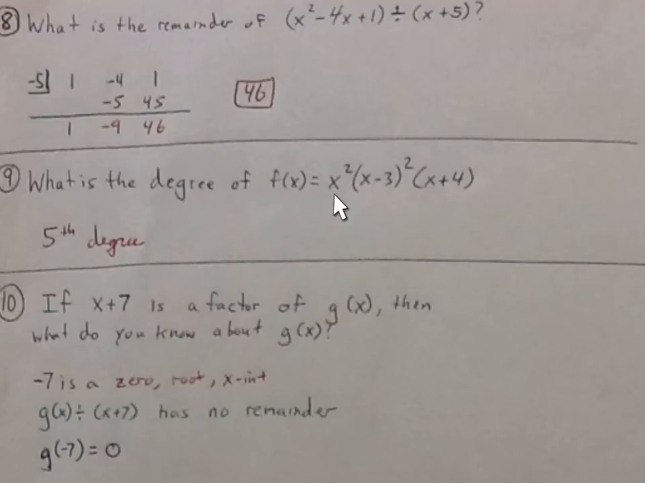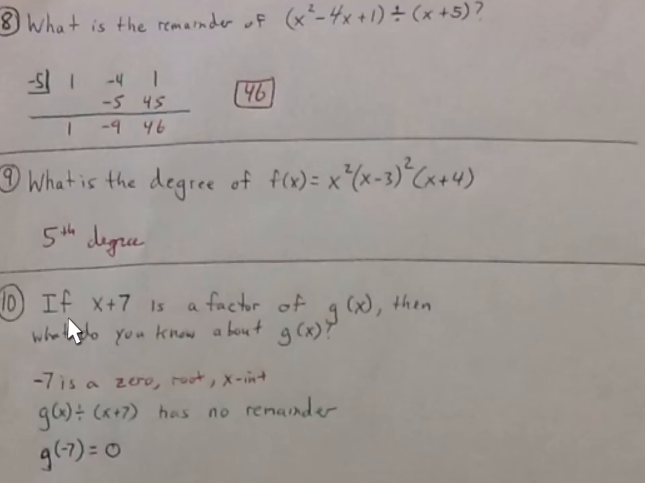The number of factors is the number of degrees. So this x is twice, so that's xx, that's 2 x's. There's 2x minus 3's, and x plus 4. So that'd be 1, 2, 1, 2, 3, 4, 5, fifth degree. So again, the number of factors is the number of the degree.